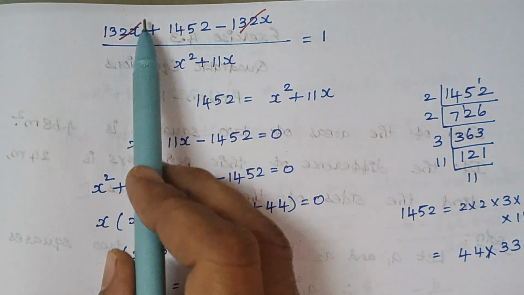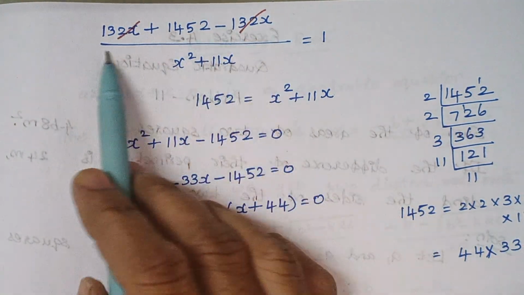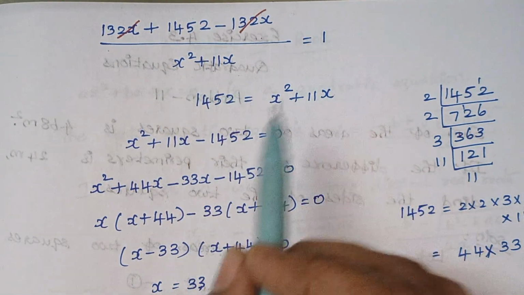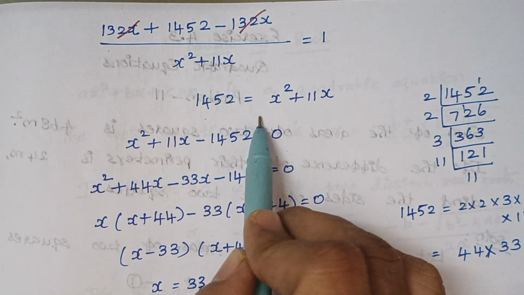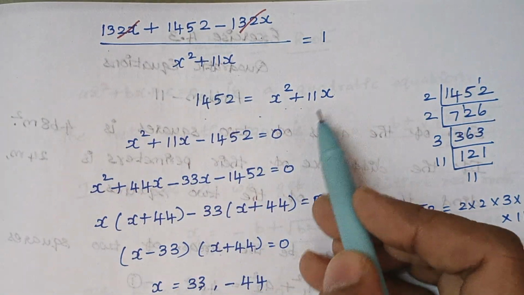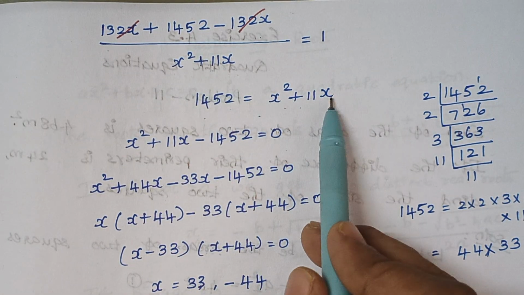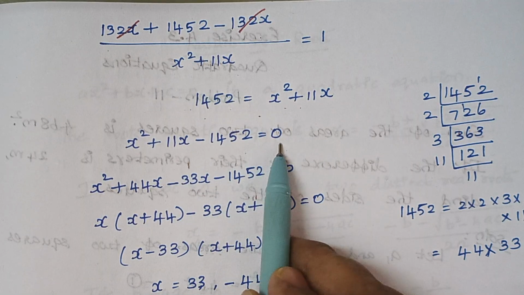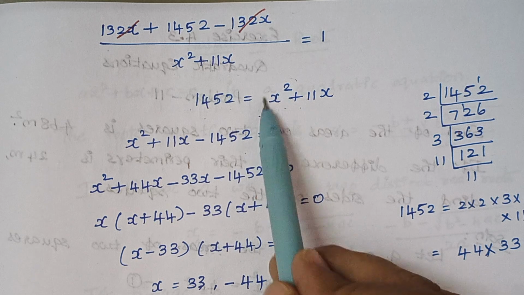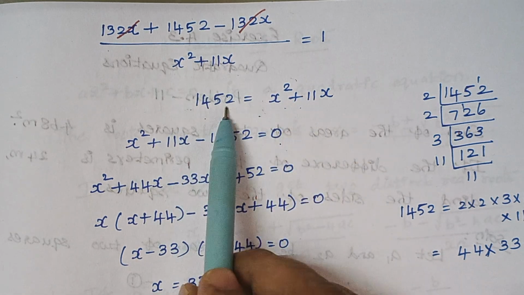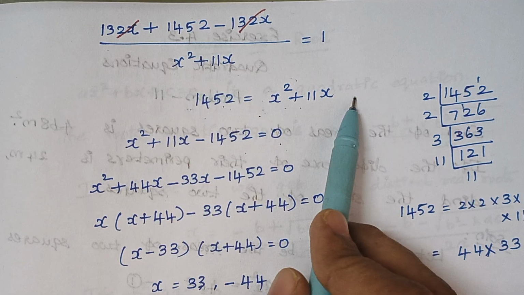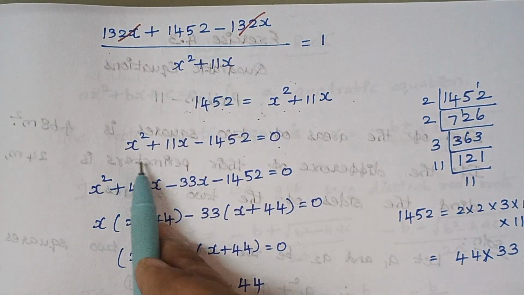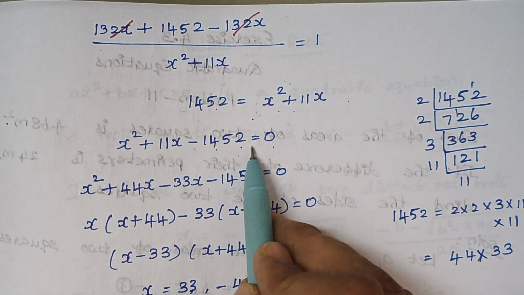Now you see, this plus 132x and minus 132x cancel each other, and we move the denominator to the right hand side. Therefore, 1452 is equal to x square plus 11x. When you simplify, this becomes x square plus 11x minus 1452 is equal to 0. We always need a positive x square term, so we are moving this number to the right hand side. Because here we have a positive x square, we don't want to change this. Therefore, x square plus 11x minus 1452 is equal to 0.